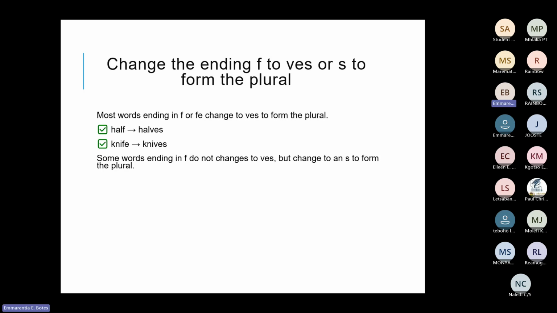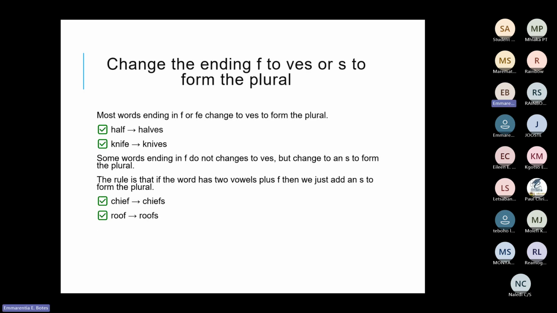Now, some words ending in F do not change to VES, but change to an S to form the plural. So the rule is that if the word has two vowels plus F, then we just add an S to form the plural. Like chief, chiefs. Roof, roofs. So two vowels plus the F, we just add an S.